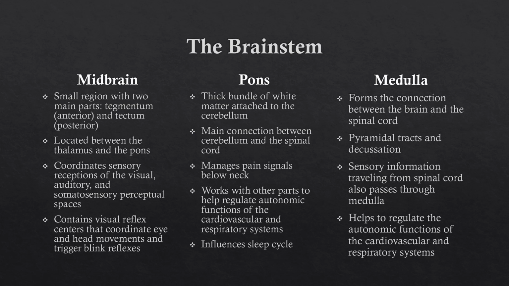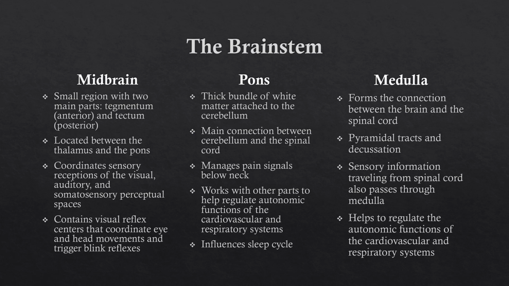The pons, a Latin word meaning bridge, is a thick bundle of white matter that links the cerebellum and the spinal cord. It is visible on the anterior surface of the brainstem. It manages pain signals as it relays and regulates the signals that provide the sensation of pain below the neck. And this part of the brain assists other parts, such as the medulla, and helps regulate autonomic functions such as breathing and influences the sleep cycle.